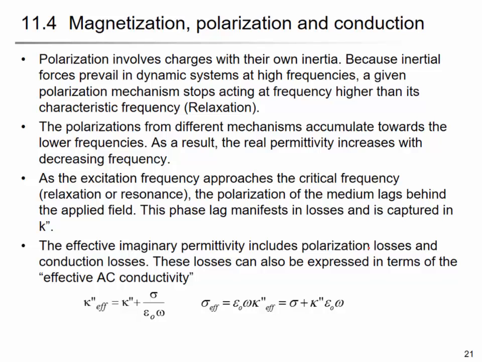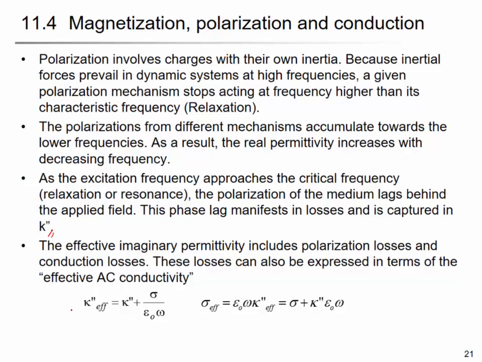And as the excitation frequency approaches the critical frequency, like relaxation and resonance, polarization of the media lags behind the applied field. This phase lag manifests in losses and is captured in the kappa double prime, so imaginary value. So that means, for example, at relaxation frequency, because that time scale is perfect for that system, you have energy loss very high, so that they just move smoothly, degrades. And effective imaginary permittivity includes polarization losses and the conduction losses.